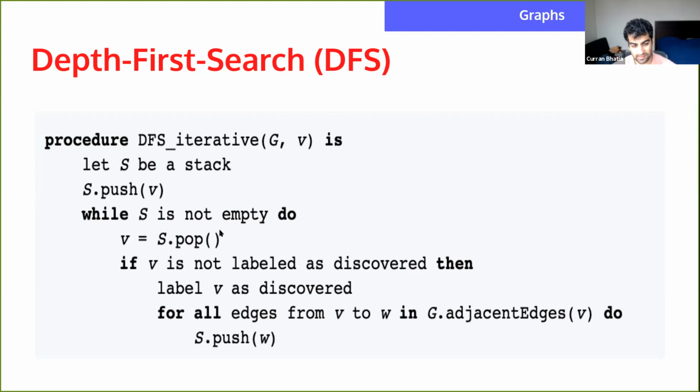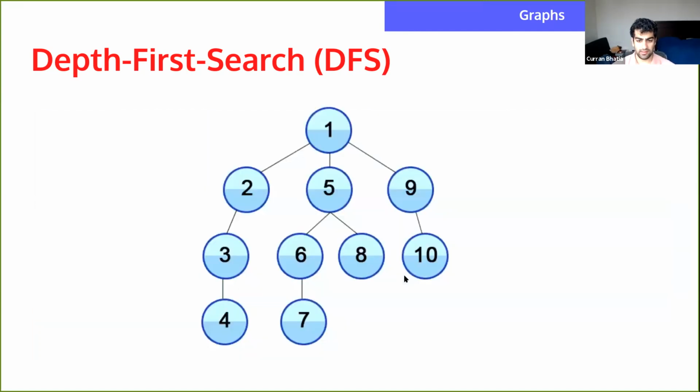In this code itself, you can see that if V is not labeled as discovered, then label V as discovered, and then keep going through all edges from V to W. This representation is good to see that. Notice how when you start at 1, it'll continue to go on the left and just keep going left. Once it hits 4, it'll go back up and 1 will go to 5. It'll keep going left and so on.